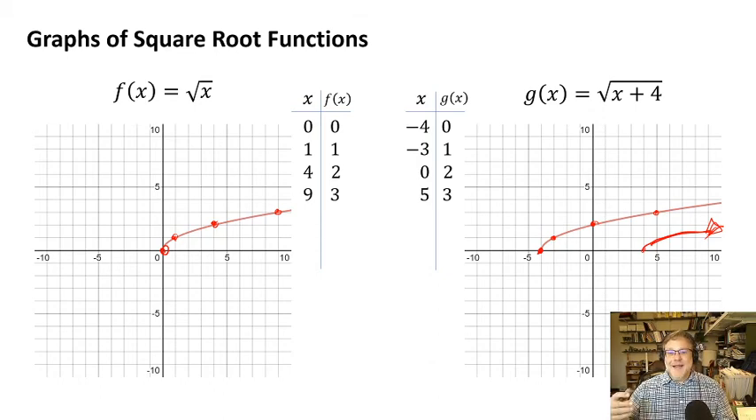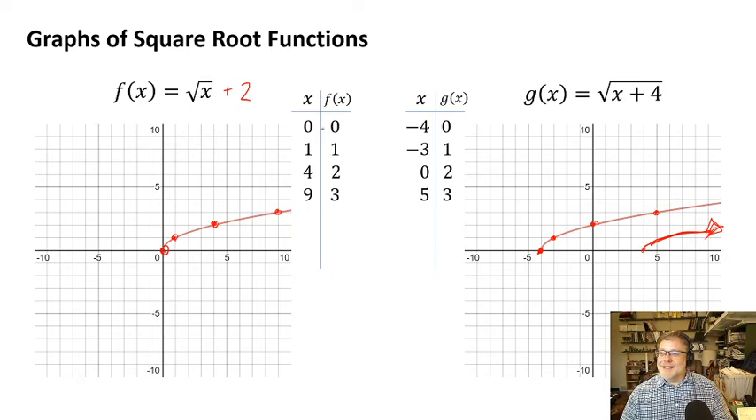So yeah, having a minus sign underneath, subtracting something from x instead of adding something to x, is going to move it to the right. Now let me ask you another question here. What happens if I add something, but now it's outside of the radical? It's not inside any longer.